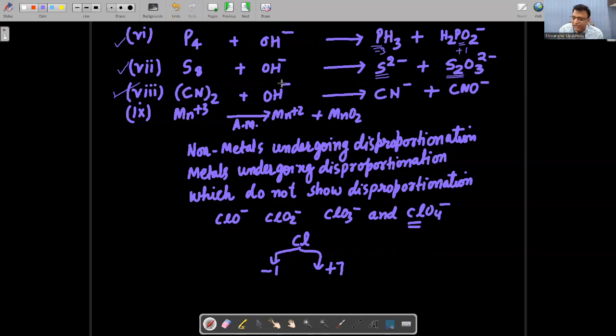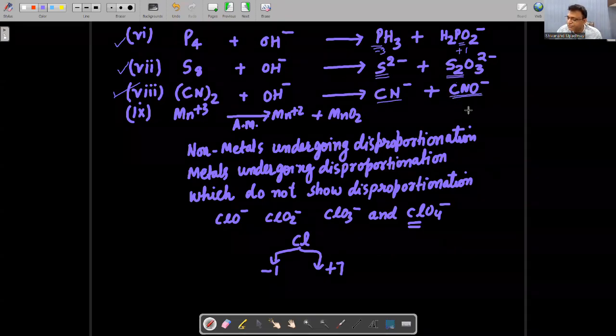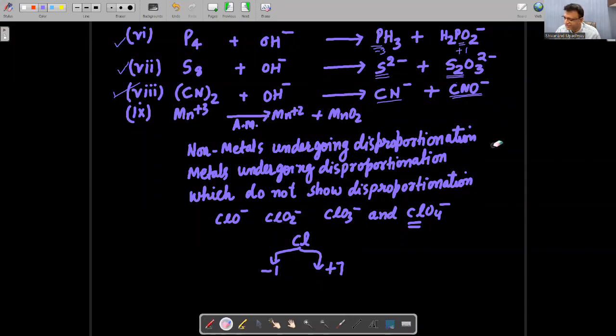Cyanogen gas in basic medium is converted into cyanide ion and cyanate ion. You can draw the structure and from the structure you can find out the oxidation states. I have discussed this point in disproportionation, please go through it. I think this is the structure, O minus, C triple bond N. Here nitrogen is present in -3, carbon is present in +4 and oxygen is present in -2 oxidation state. If we add all these three, the overall charge on this will be -1. That is coming true, right?